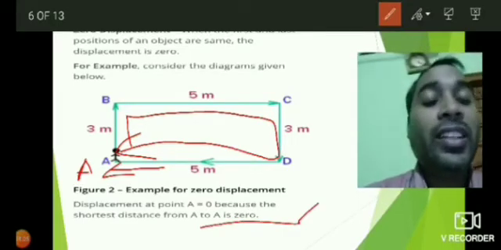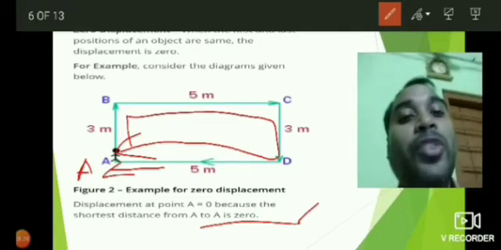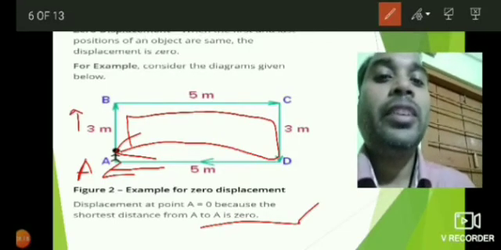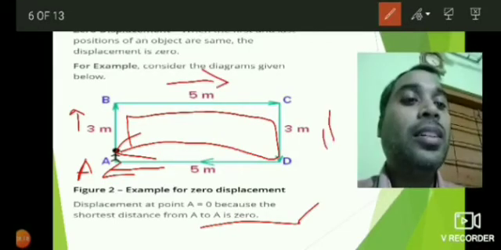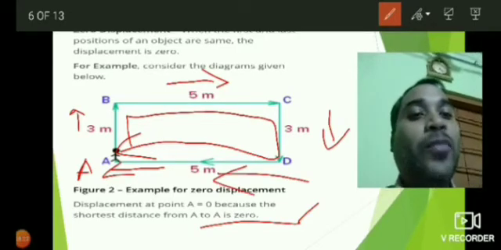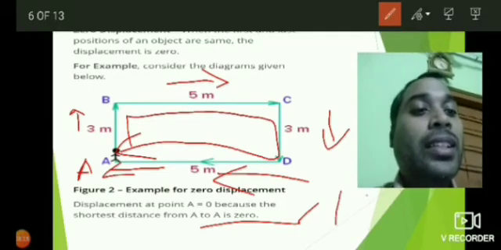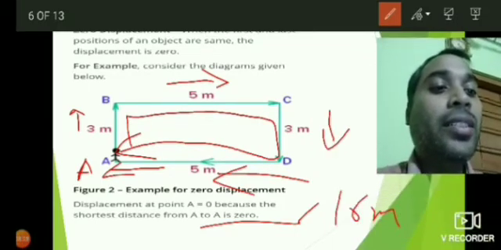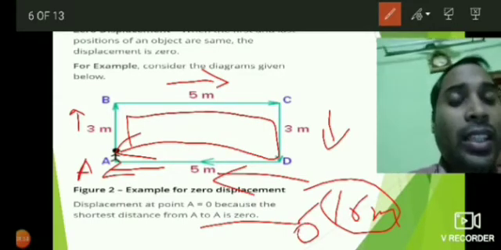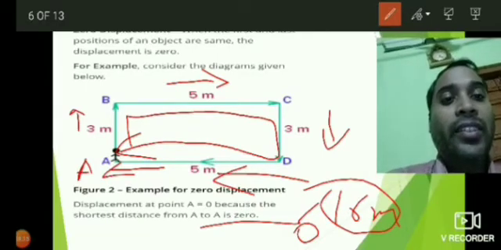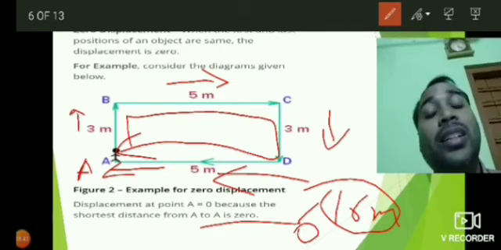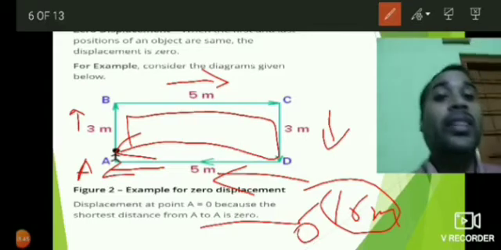But in this case, the distance from point A to A, we have to add all these values. So 3 plus 5 plus 3 becomes 8, plus 3 is 11, 11 plus 5 is 16. So the total distance traveled in this case is 16 meters. So distance is 16, whereas displacement is 0. This is how we can analyze the difference between distance and displacement. For the same diagram, your distance is 16 meters, but your displacement is 0 meters.